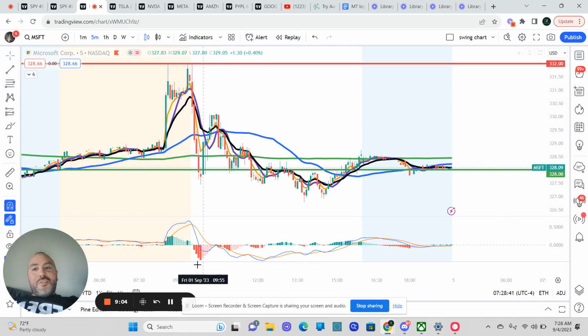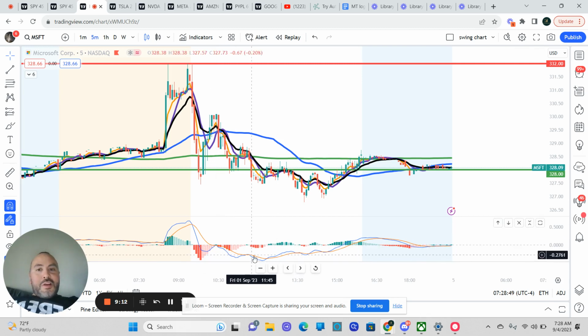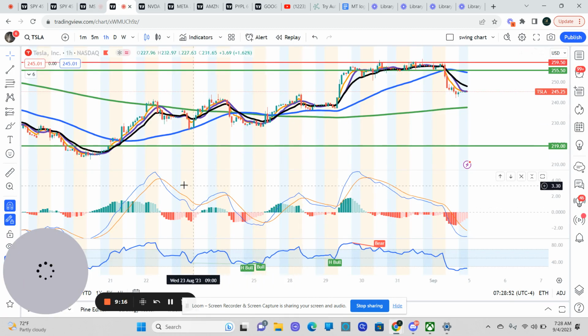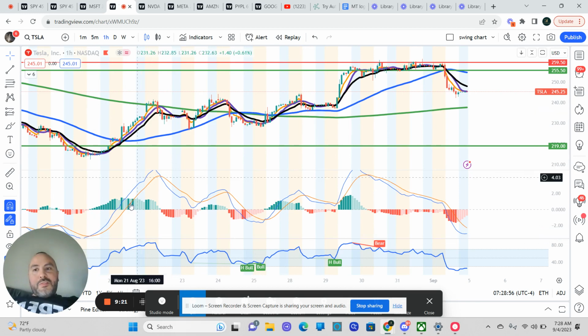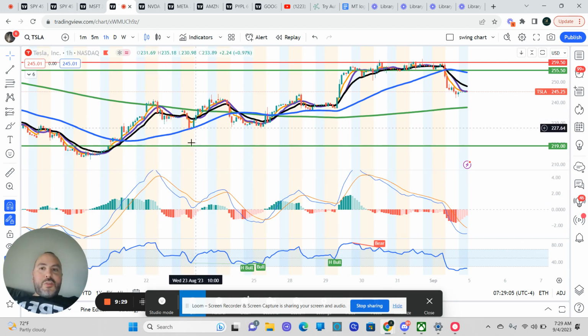Microsoft 5 minute chart. Okay, we're looking for MACD cross, price drops. Okay, and here we're kind of going sideways. Tesla, okay. MACD cross, price goes up. So we're looking for this cross here, or the curl, and then we cross bearish, price goes down. Cross bullish, price goes up. Cross bearish, price goes down.